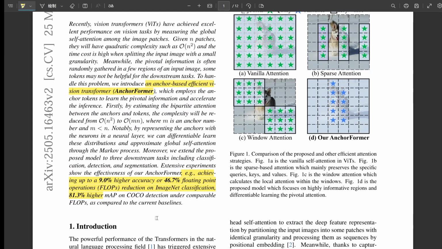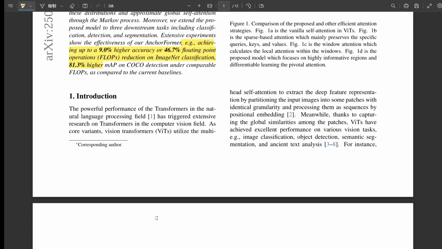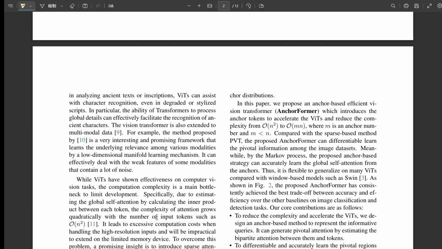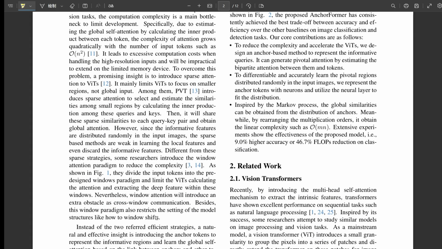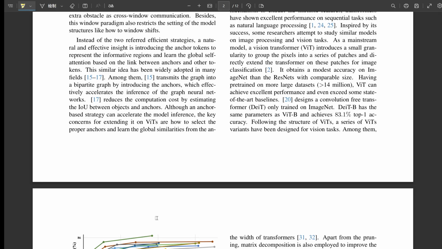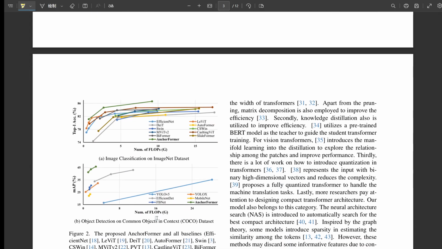Step 1, use these anchor representatives for efficient attention. But how do you choose the right anchors? If they're just random, it might not work well. And also, if attention is only between anchors and tokens, how do you still get the global picture? How do you know how image token A relates to image token B? Didn't we lose that?